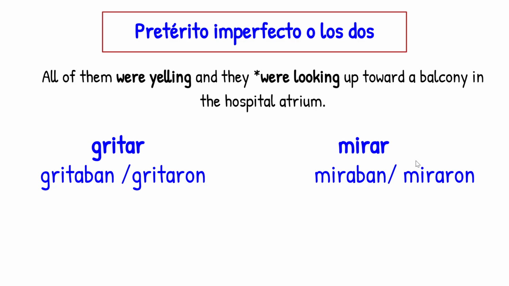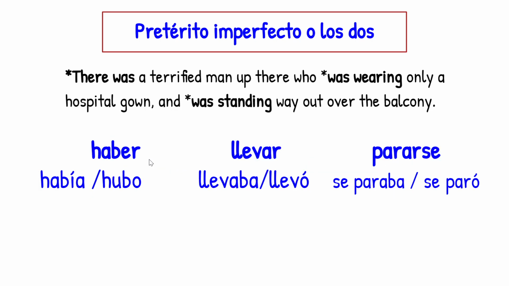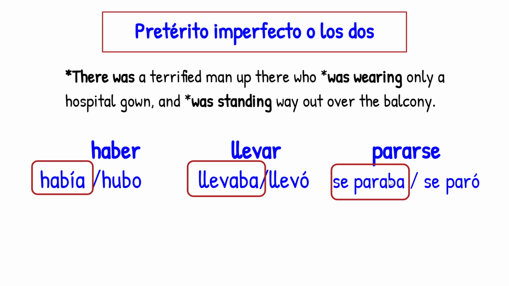All of them were yelling. I have ing, right? And we're looking up towards a balcony in the hospital. This is ongoing. It's happening. Gritaban, miraban, imperfect. There was a terrified man up there who was wearing only a hospital gown and was standing. Okay, there was. And you're telling like a story at the beginning, you say había, always imperfect. And he was wearing, that's ing, that's imperfect. Y paraba, he was standing, ing, imperfect.